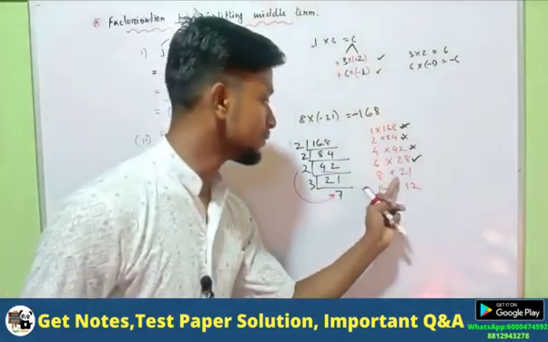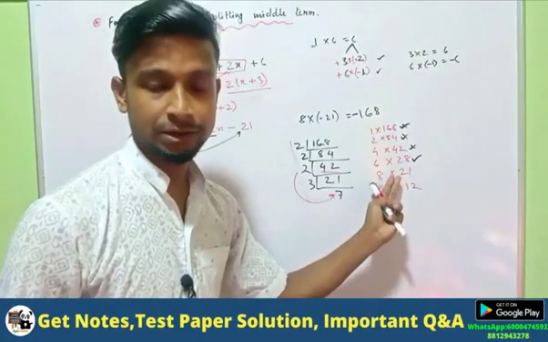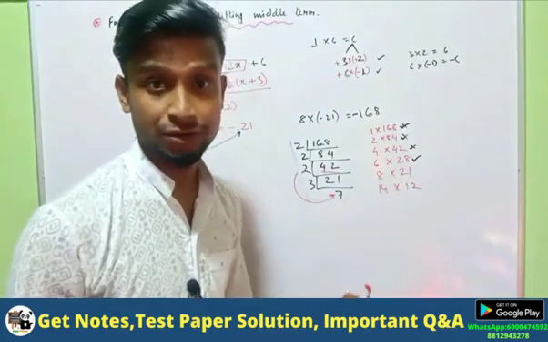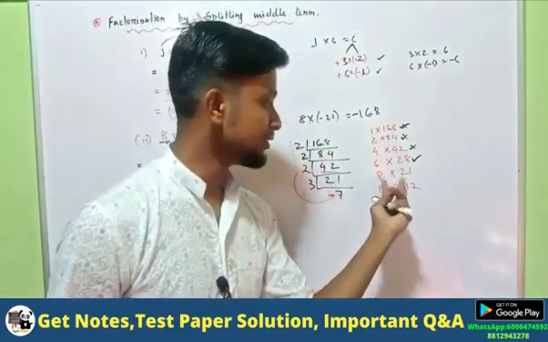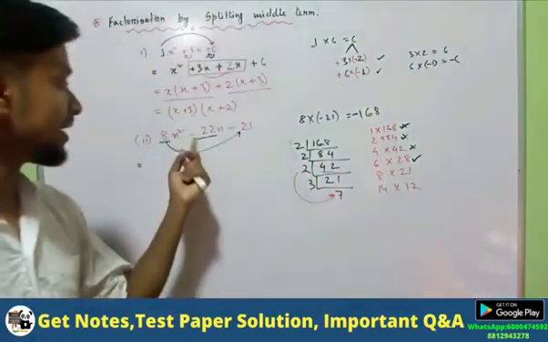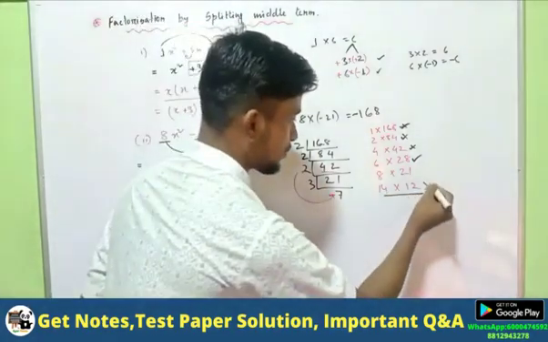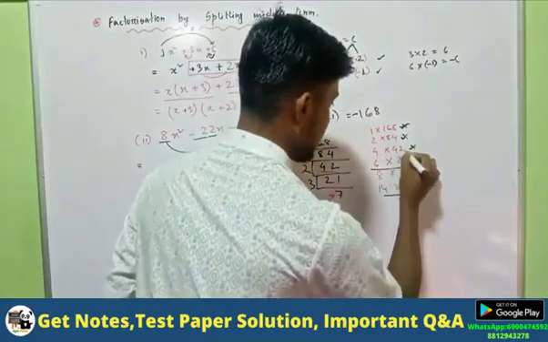Can we choose the pair 8 and 21? We cannot choose this pair because there is no operation with these two terms by which we can get 22. Similarly, we cannot choose this one also. We have to go for this pair.